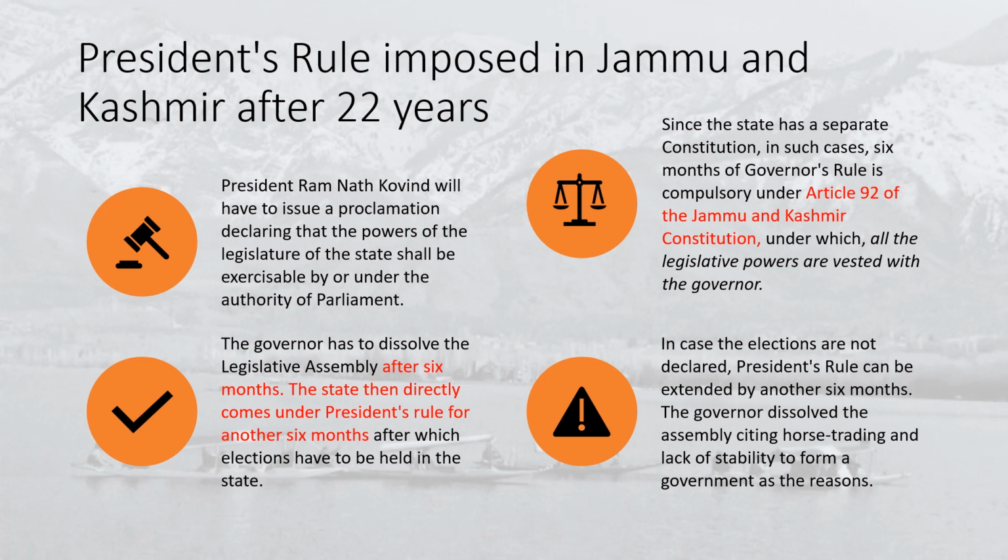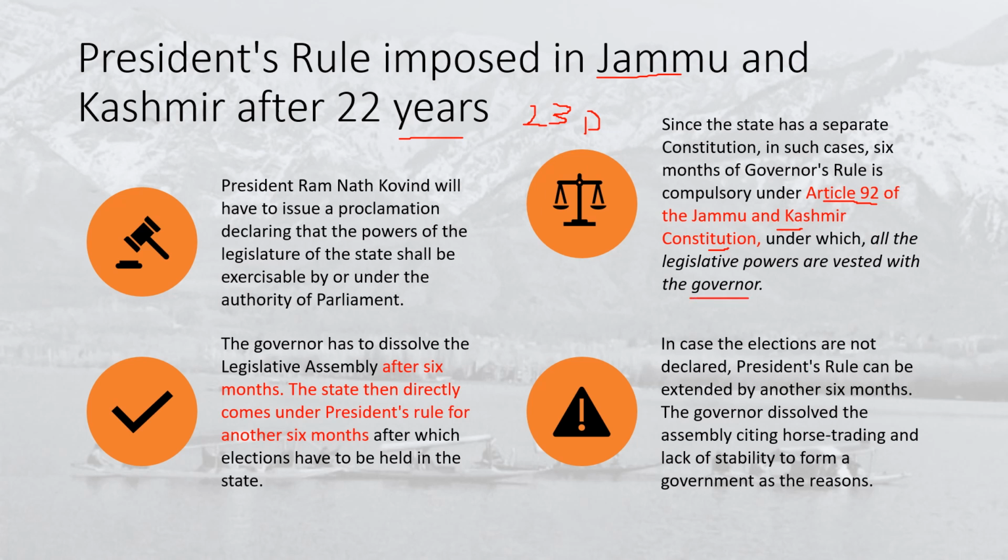The latest state to join the bandwagon of president's rule is the state of Jammu and Kashmir, and president's rule has been applied in the state after a period of 22 years. So this was imposed on 23rd of December 2018 after the governor's rule ended on 19th of December. And the state has a separate constitution in which 6 months of governor's rule is compulsory under Article 92 of the Jammu and Kashmir Constitution, during which all the legislative powers are vested in the governor.